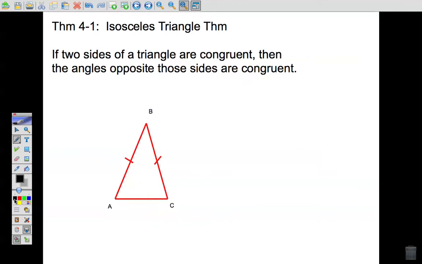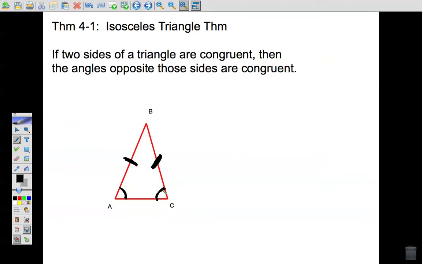So if 2 sides of a triangle are congruent, and I can see that this is marked, so these 2 sides are congruent. The angles opposite those sides. If I take a look at this side that I'm highlighting right now, the angle opposite is right here. And this side, what's the angle opposite that? Right here. So if 2 sides are equal, the opposite angles are equal. And notice that I put the same mark through these to show that they're going to be equal.